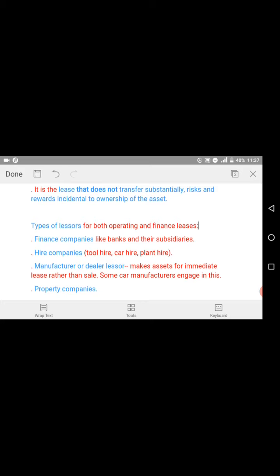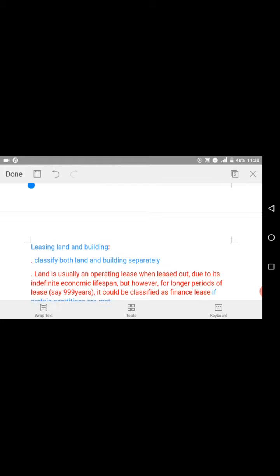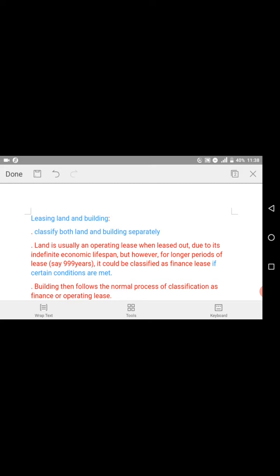Then types of lessors for both operating and finance leases. First one is finance companies like banks and their subsidiaries. Second one, hire companies: tool hire, car hire, plant hire. Third one, manufacturer or dealer lessors that we treated earlier. They make assets for immediate lease rather than sale. Some car manufacturers engage in this. And property companies.